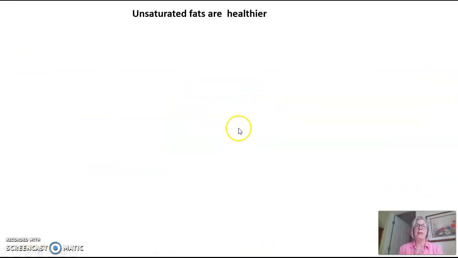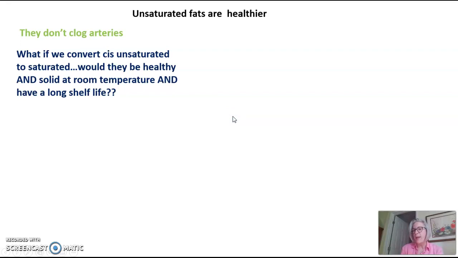So what we have found is unsaturated fats are a far healthier part of our diet. They don't clog our arteries. So scientists had a great idea. They thought, what if we convert these cis unsaturated fats, which are very healthy, to saturated form? The idea for wanting to do this is that they would be healthy and they would be a solid at room temperature, and it turns out they have a much longer shelf life.